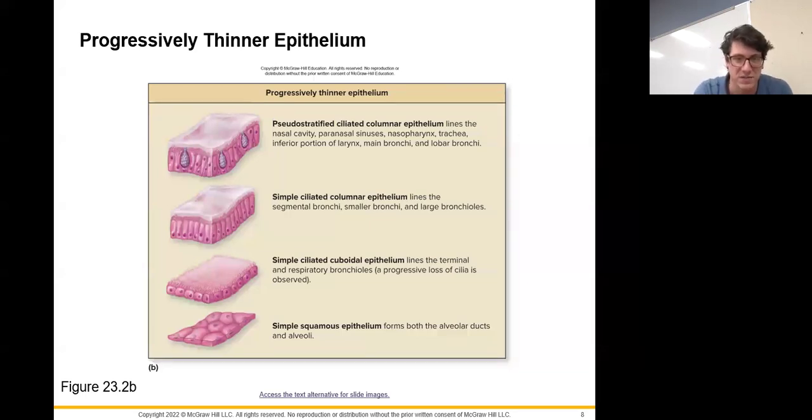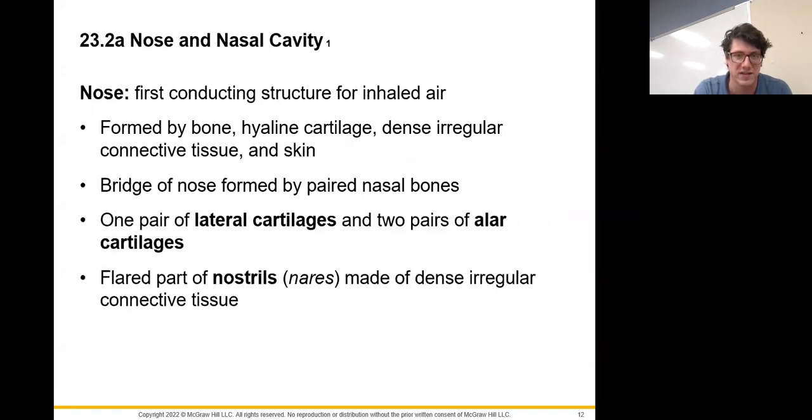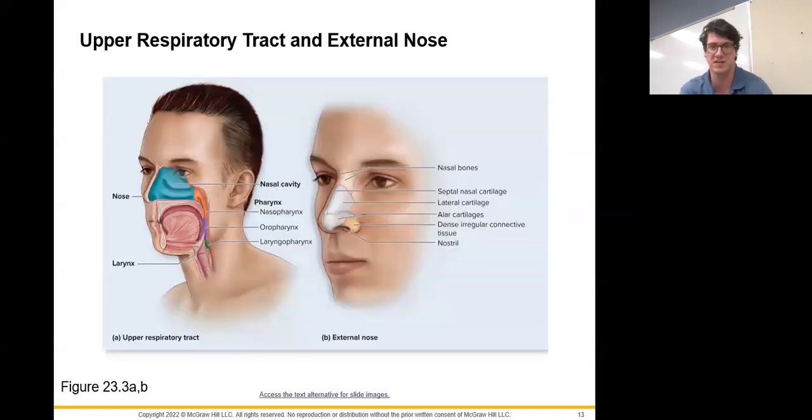All right, so these are the progressively thinner epithelia. We already talked about that. So now let's go ahead and talk about some of the anatomy here. We've got, of course, our nose. We have left and right sides separated by our nasal septum. And then we're going to get into our nasal cavity.